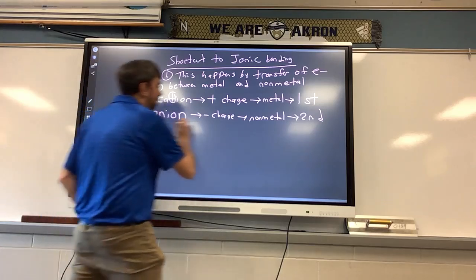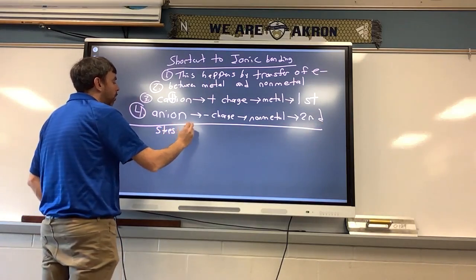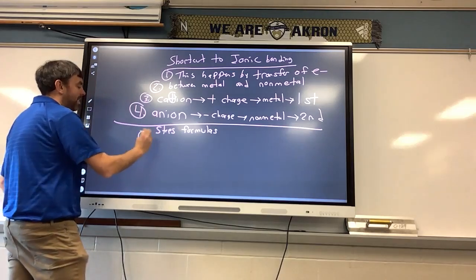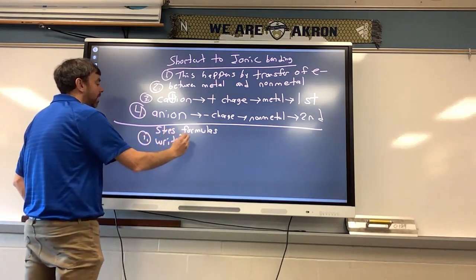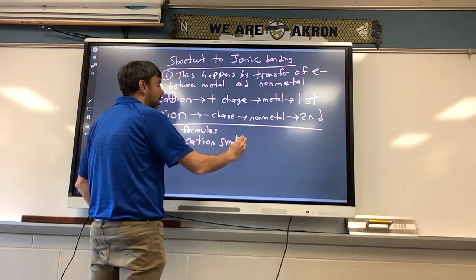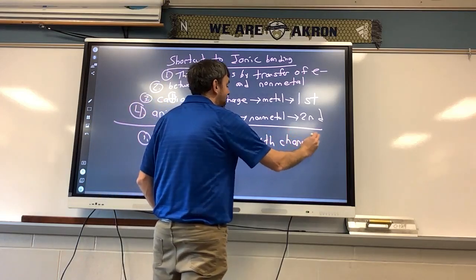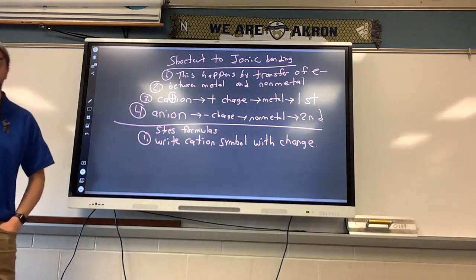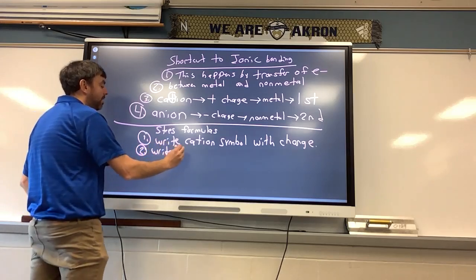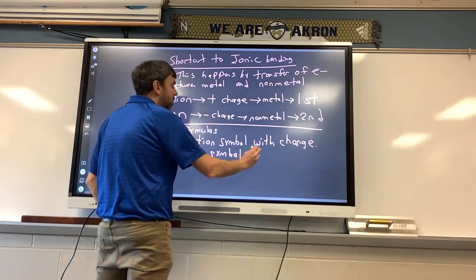So here are the steps for writing a formula. Step one is write the cation symbol with the charge. That's step one. Step two is write the anion symbol with the charge.